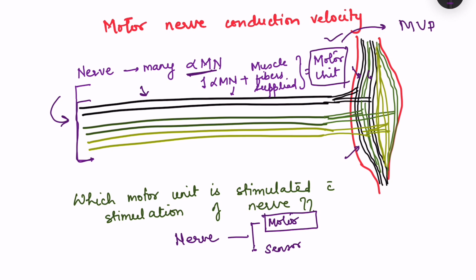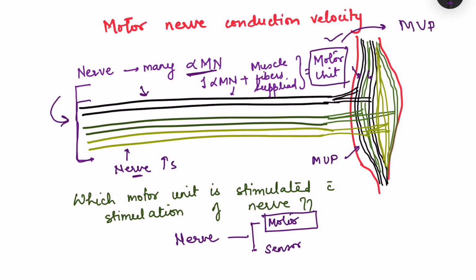Right? Now, for motor nerve conduction velocity, we have to make sure that all of the motor nerve fibers are stimulated. Okay. So it is not that a particular motor unit is stimulated and you record. No, we have to make sure that all of the motor units are stimulated. And how to make sure? We keep on stimulating the nerve. Okay, we stimulate with a particular strength of the stimulus, and we record the motor unit potential.